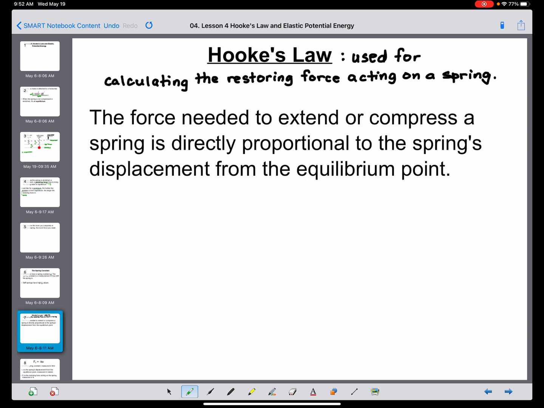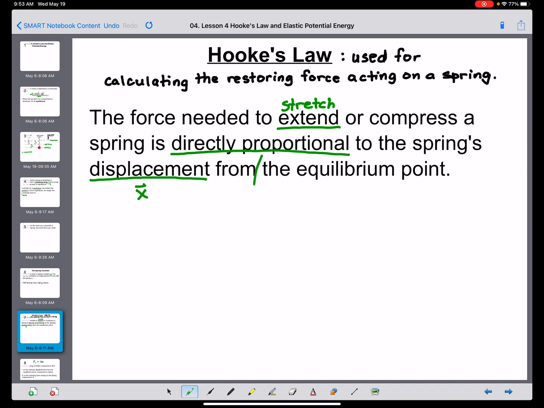All right, so now we're going to try to put all of this together using a formula called Hooke's law. So Hooke's law is used when you want to calculate the restoring force acting on a spring. And right here, this part is Hooke's law in words. So let's break down what it says. It says the force needed to extend or compress a spring, so the word extend is the same as the word stretch, this force is directly proportional, we'll talk about what that means in a sec, to the spring's displacement from equilibrium. So remember, displacement is given the symbol x.